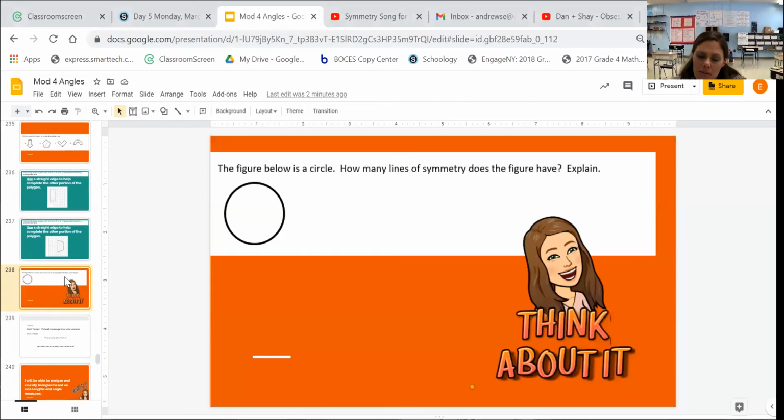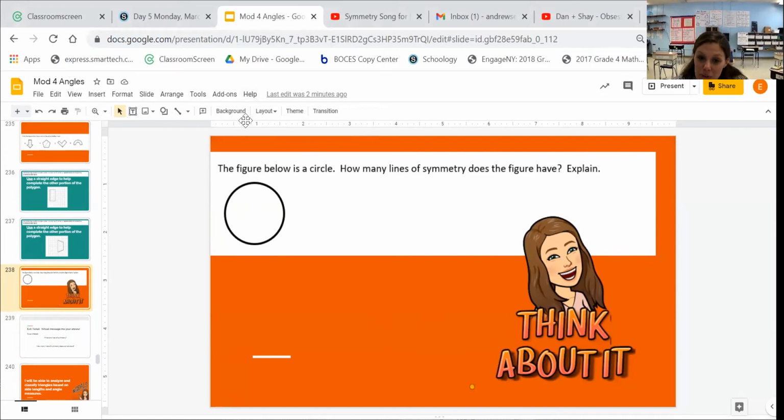All right, I want you to think about this question. If I have a circle, how many lines of symmetry does the figure have? So I want you to have a picture of a circle right there on your workbook. How many lines of symmetry could we have with a circle? Go ahead and think about that, draw all over it, and be ready to explain.